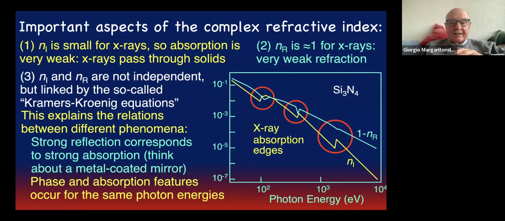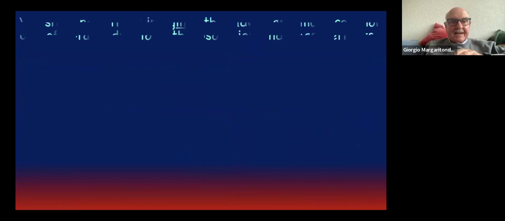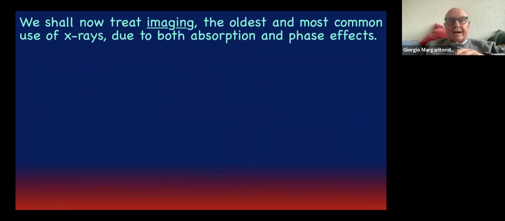Okay, so much for the minimum of formal background. And now let me go to the oldest and still, as I mentioned, the most widespread use of X-rays, that is the imaging. Now, imaging is based both on absorption and on phase effects. But if you're looking at the whole history of X-rays, you find that for almost a century, we only used absorption. Okay, we have images, radiographs that are caused by absorption.